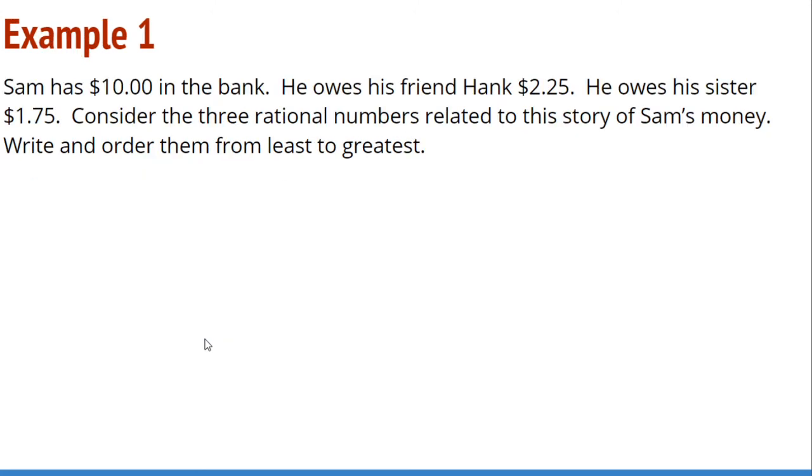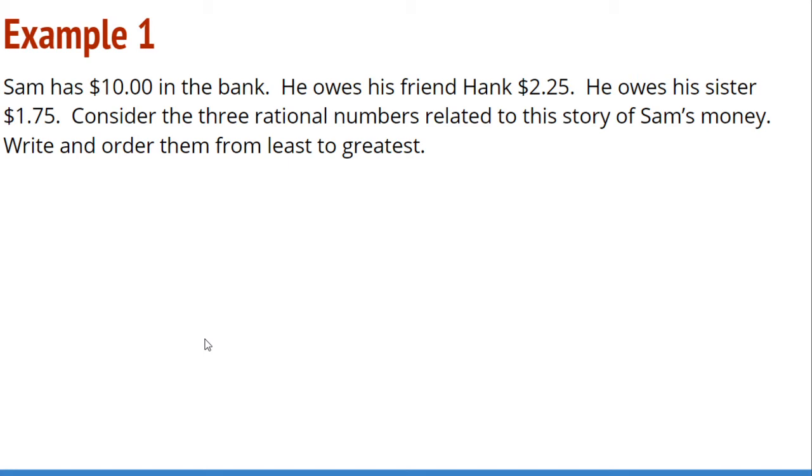All right, here we go. Looking at an example. Sam has $10 in the bank. He owes his friend Hank $2.25. He owes his sister $1.75. We're supposed to think about the 3 rational numbers related to this story of Sam's money, and we are going to write them in order from least to greatest. So the first thing we need to do is write these as positive and negative numbers.